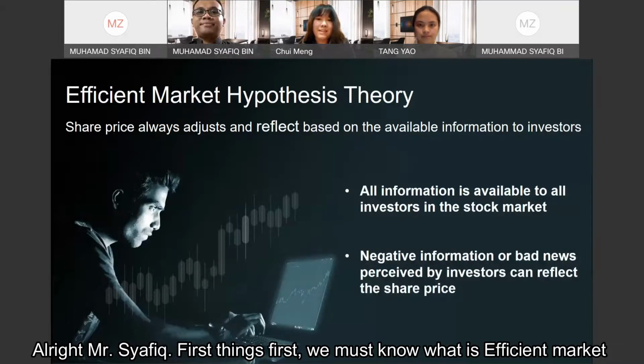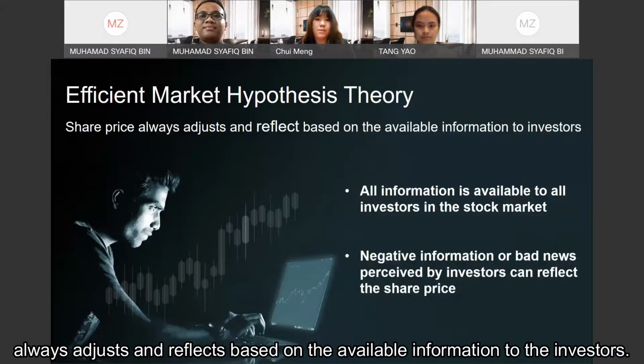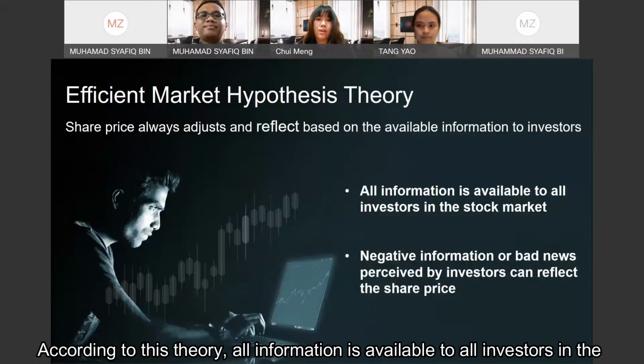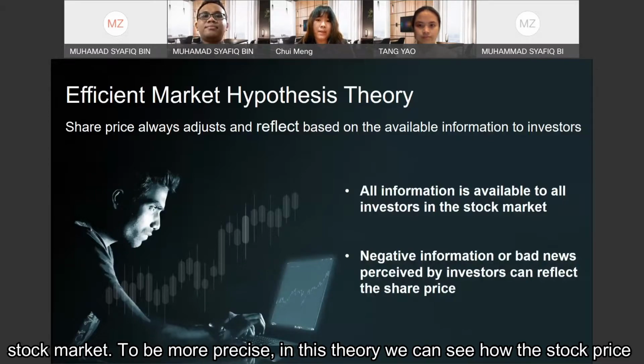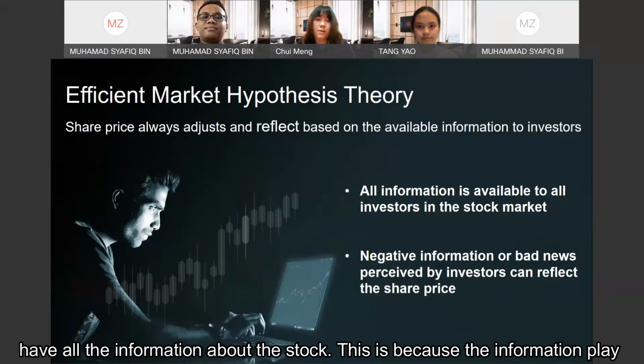All right, Mr. Shafiq. First things first, we must know what the efficient market hypothesis theory is. Efficient market hypothesis is an investment theory in which the share price always adjusts and reflects the available information to the investor. According to this theory, all the information is available to all the investors in the stock market. To be more precise, in this theory, we can see how the stock price reflects the available information, and we must assume that all the investors have all the information about the stock.